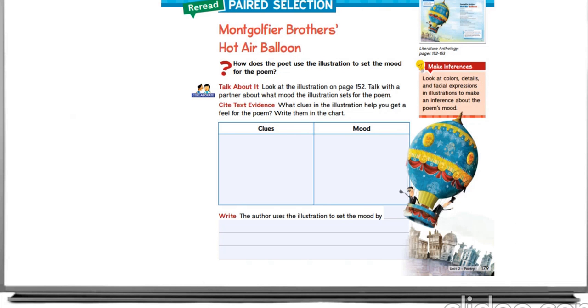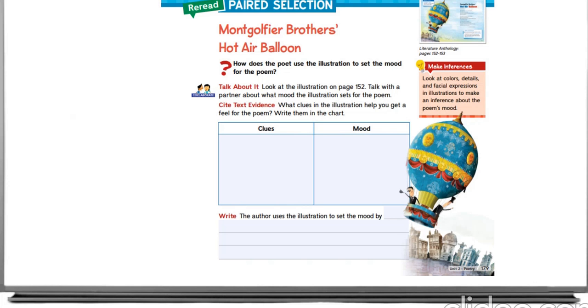So you're going to do page 179 from your reading and writing companion, Montgolfier Brothers Hot Air Balloon. How does the poet use the illustration to set the mood for the poem? Talk about it. Look at the illustration on page 152. Talk with a partner about what mood the illustration sets for the poem. Cite text evidence. What clues in the illustration help you get a feel for the poem? Write them in the chart. What are the clues? And mood.